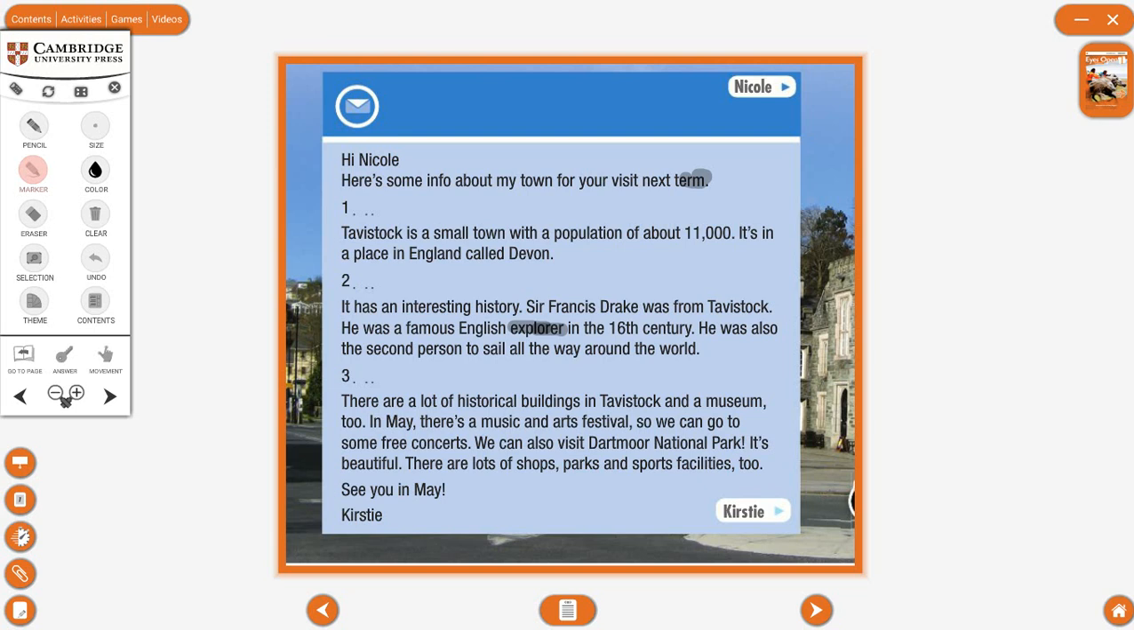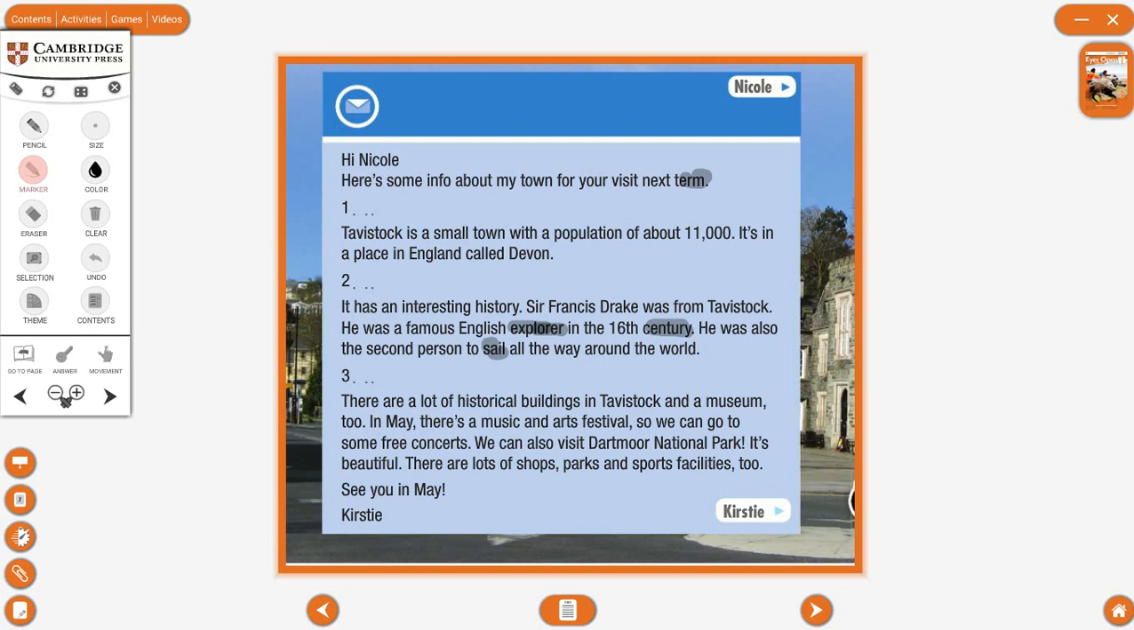He was a famous English explorer in the 16th century. Century means in Turkish yüzyıl. He was also the second person to sail all the way around the world. What does sail mean? Do you remember the meaning of sail? Denize açılmak. Please write the meaning of sail.